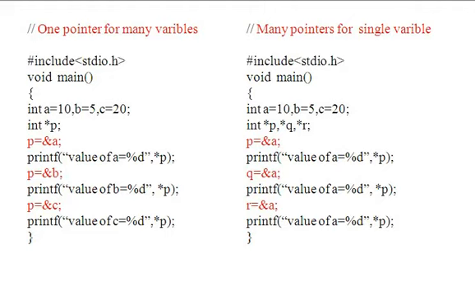In the second program, we have three variables a, b, c, and three pointers p, q, r. So p holds the address of a. q holds the address of a. Instead, try with the address of b here and check the output. Make some corrections here: q = &b, and r = &c.